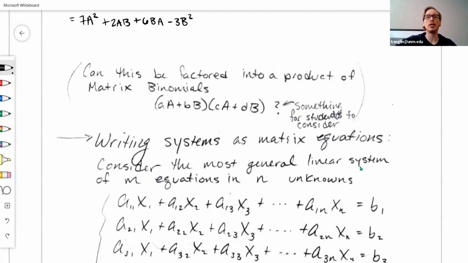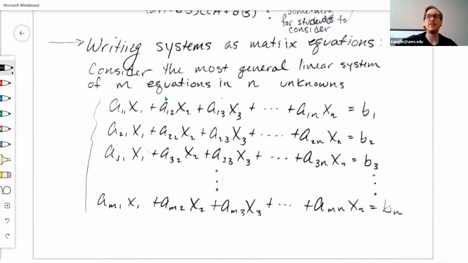Let's consider the most general linear system of M equations and N unknowns. If we're writing all this out very carefully, it's going to take this form where you've got M different equations. So the first one has first subscripts on the A values being 1 and B value subscript being 1. Next equation has the first subscripts on the A's being 2 and the subscript on B being 2. So that first subscript here is labeling the equation number that we're in. You have the first one, second one, third one, all the way down to the M equation.